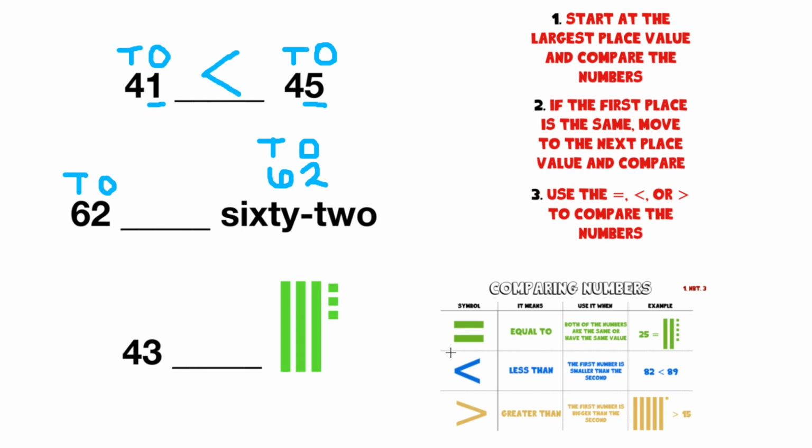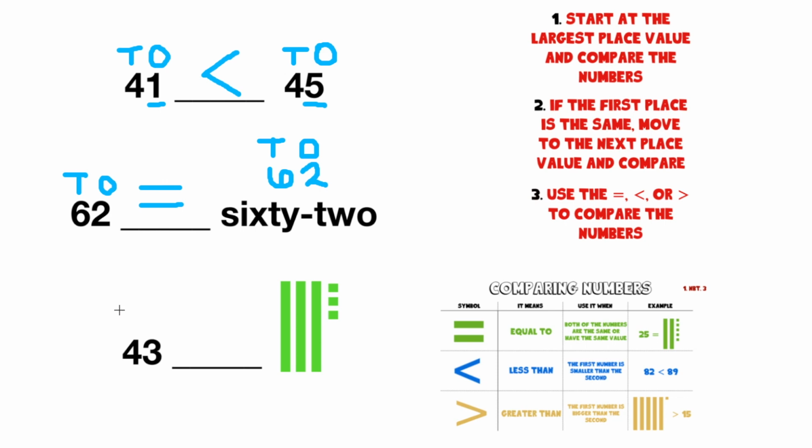That's right, the equal sign, because when both of the numbers are the same or have the same value, I use the equal sign. Okay, so here's our last one. I see that I have 43, and then I see I have this other number that's represented by base 10 blocks. Let's go ahead and label each of the numbers based on the place value.